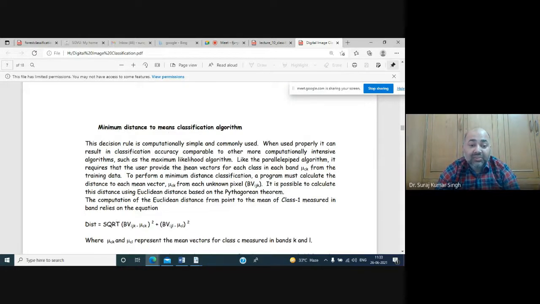The next method is the minimum distance to mean classification algorithm. This decision rule is computationally simple and commonly used. When used properly, it results in classification accuracy comparable to other more computationally intensive algorithms such as the maximum likelihood algorithm. Like the parallelepiped algorithm, it requires that the user provide the mean vector for each class in each band from the training dataset.